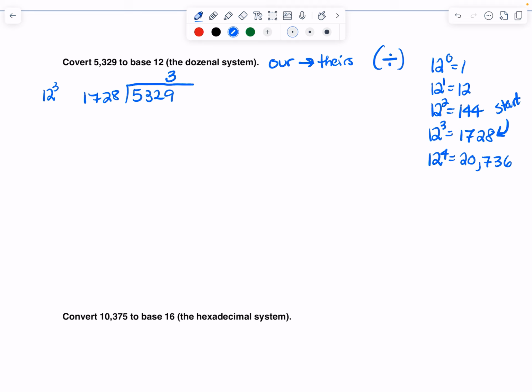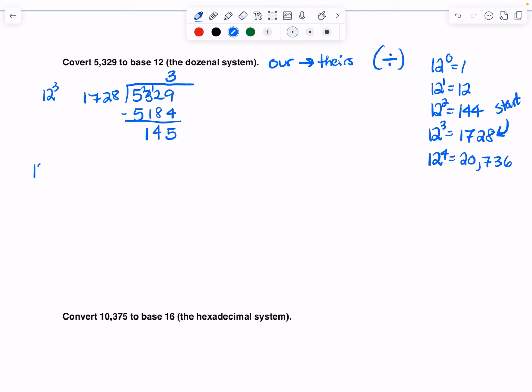And now I'm going to multiply 3 times 1728. And when I do that, I get 5,184. Now I'm going to subtract. So 9 minus 4 is 5. I have to borrow. So I get 12 minus 8, which is 4. 2 minus 1, which is 1. So I get 145 as the remainder. And I'm just checking that really quick to make sure that everything looks good.